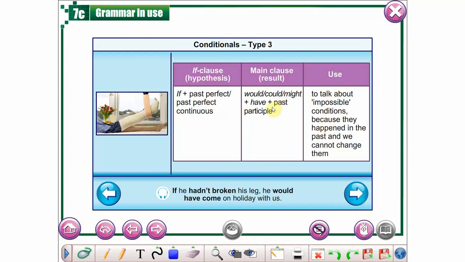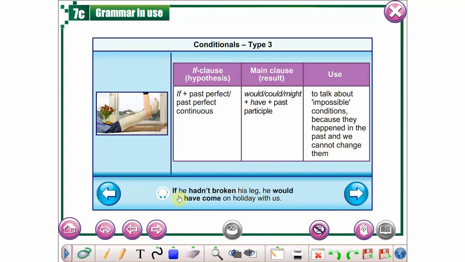And now conditional type 3. If in conditional type 3 is followed by past perfect. Past perfect means had plus past participle. And the main clause should include would plus have plus past participle. And we use this type to talk about impossible actions or impossible conditions. Why impossible? Because they happen in the past and we cannot change them, of course. We cannot change the past.